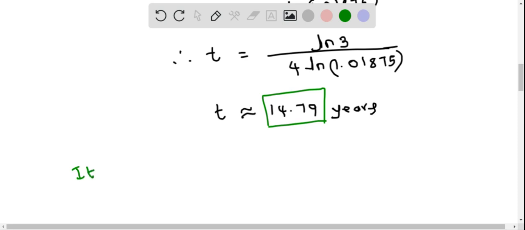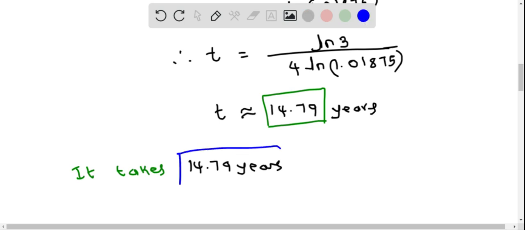So we write, it takes 14.79 years for the amount to triple.